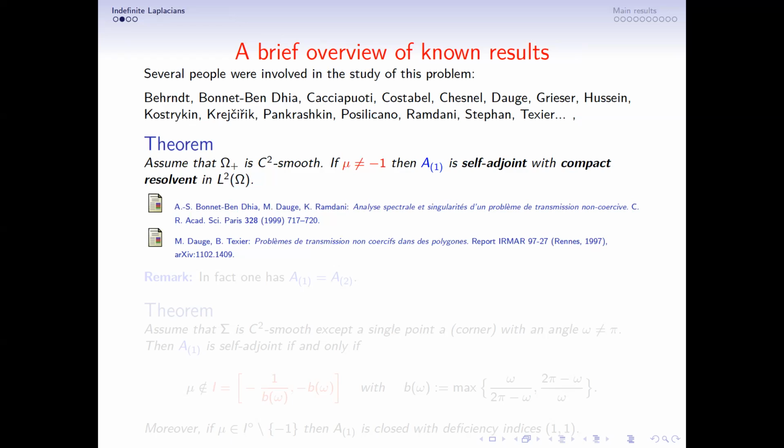Okay. So if you assume that Omega plus is smooth, then it was shown that if the parameter mu is different from -1, then A1 is self-adjoint with compact resolvent. A1 is the one with H1 super-regularity. Okay? But in fact, due to this regularization property, we have A1 equal to A2. So we start with A1, then you show that you have regularity. This was done by Ben Ben Hallal, Dodge, Amdani, and also Dodge and Dixie.